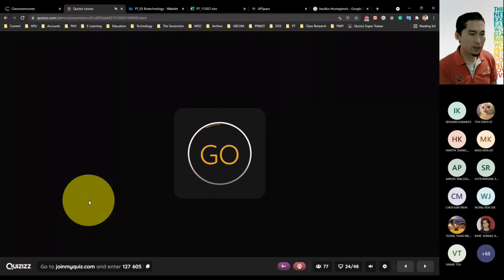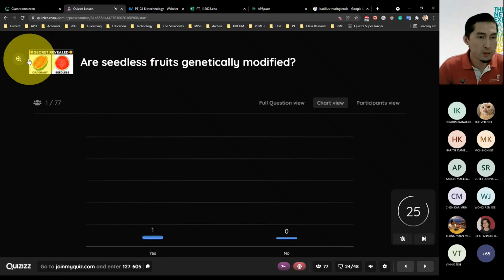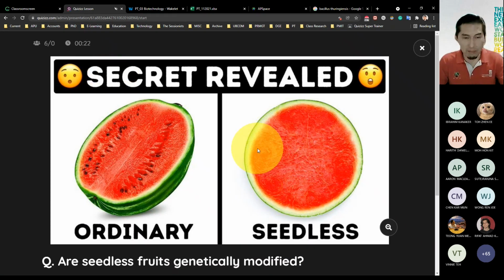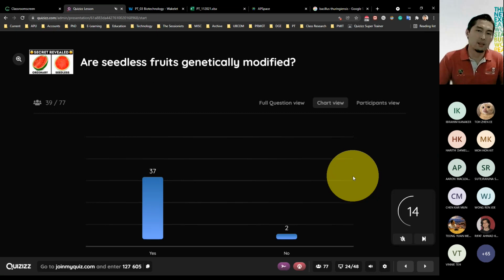All right, so a quick question here. Are seedless fruits genetically modified? Yeah, so I think we are all aware of it as well. There's a lot of them now. Grapes used to have seeds. Watermelon used to have a lot of seeds. Orange used to have seeds.